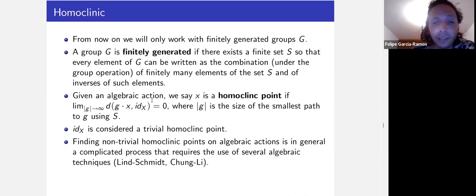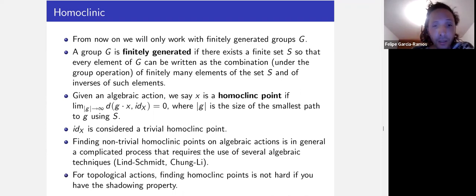I mean, they don't state a clear motivation, but in order to find a homoclinic point for these algebraic actions, it requires some work. It's not that simple. But there's one way that is easier to find homoclinic points, and this is if you have the shadowing property, that I will explain what it is.